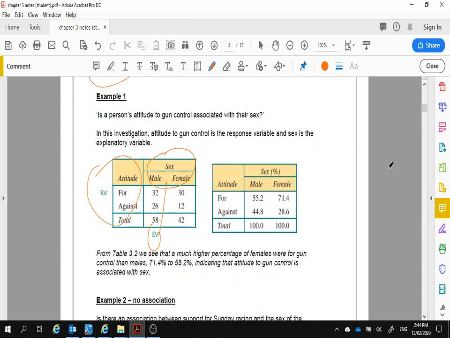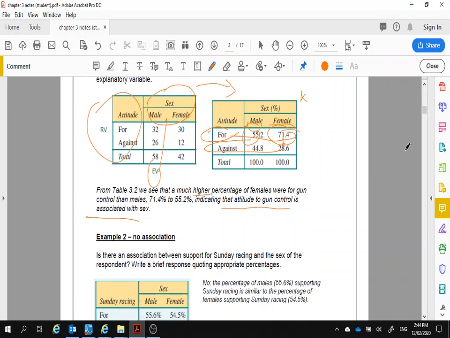Now, we can't really tell from that table, so we convert it to percentages. And we can see that there's a big difference here in percentage for male and female, even for the against part, but you can only do one. So from this table here, we see that there's a much higher percentage of females with a gun control view than the males, with 71.4 compared to 55.2. We can say this indicates that attitude to gun control is associated with sex. We could just say yes, there is an association, and then list it. Doesn't matter how you say it.